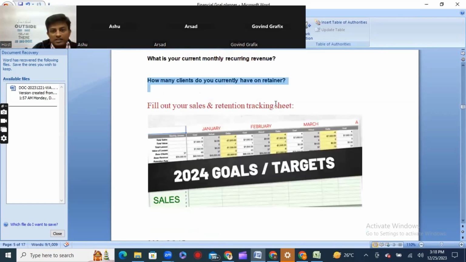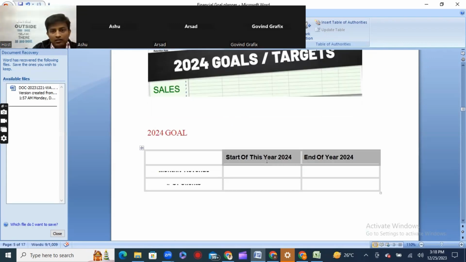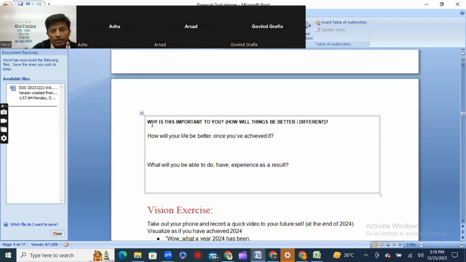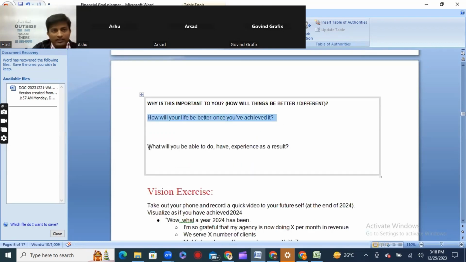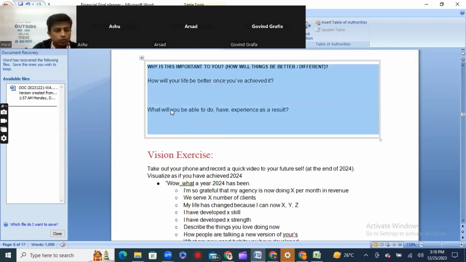So fill out this sales and retention tracking sheet. I will show you the sales and retention tracking sheet, how you can fill that. And these are the KPIs. Why is it important to you to achieve this goal? So all these things we have filled, and how will your life be better once you achieve it? All these things are covered in that goal sheet. So you can go through that sheet.